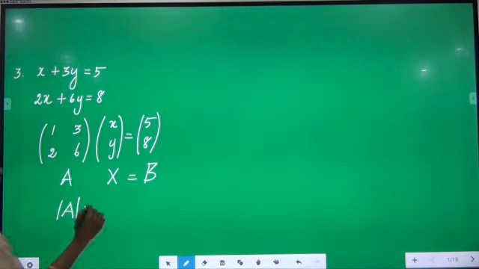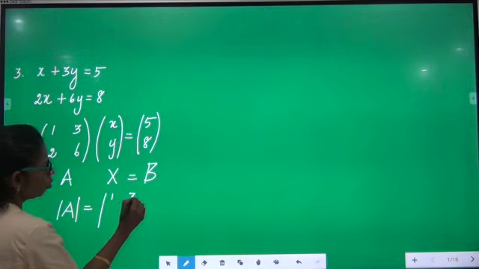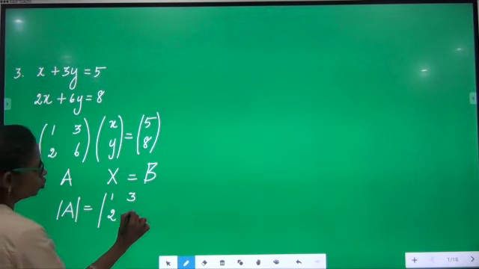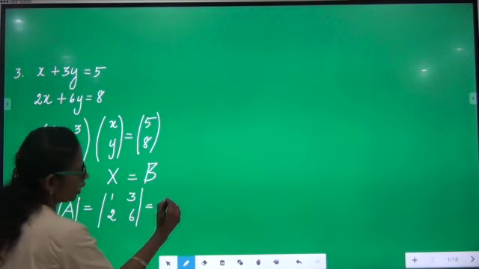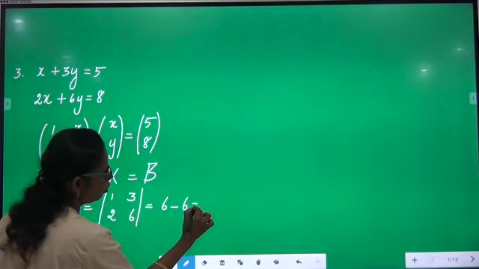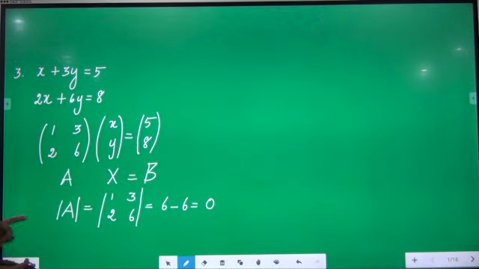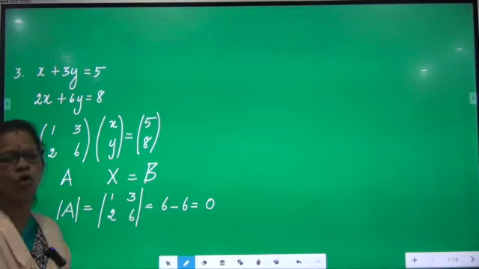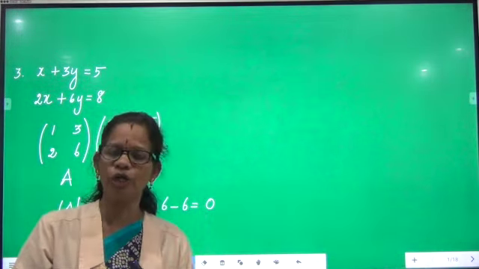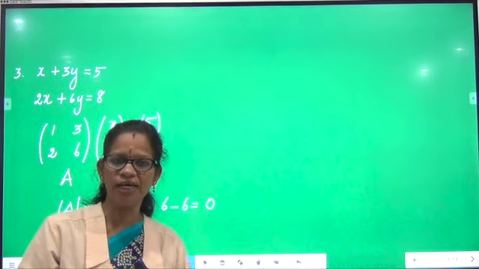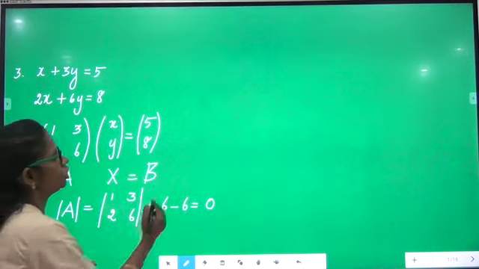Determinant A equal to determinant of 1, 3, 2, 6, which is equal to product of main diagonal minus product of subdiagonal. You arrive at the result as 0. I told you, if the determinant equals 0, we want to evaluate adjoint of A into B. Then only you can conclude whether it is consistent or inconsistent. Right. Now I am going to see, determinant A equal to 0.